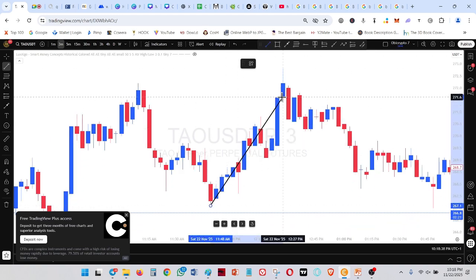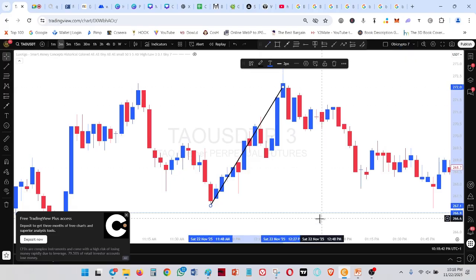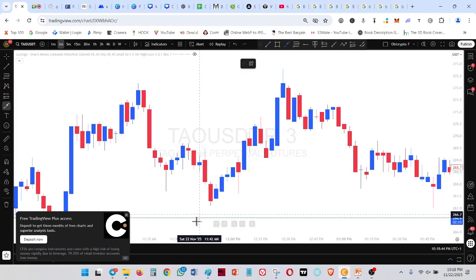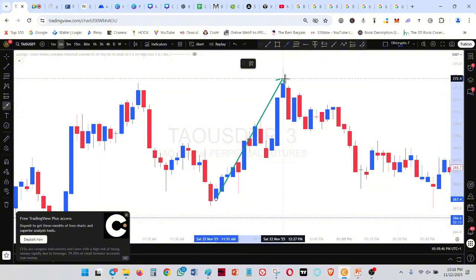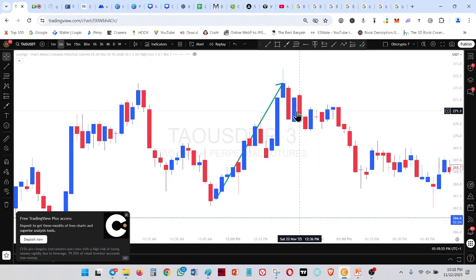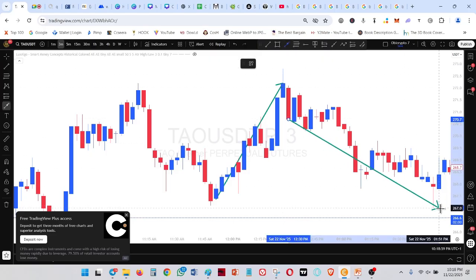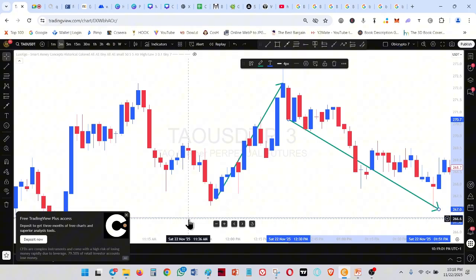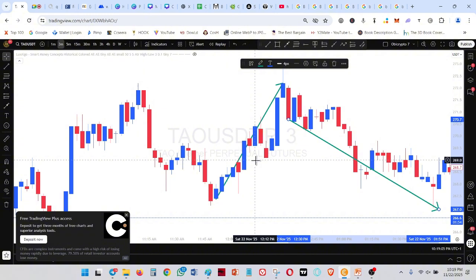We rallied from the top to this place. Let me delete that. We rallied from here to here. What happened with this red? Is this red bigger than this green or not? This blue or not? This red. And immediately it formed. What happened?